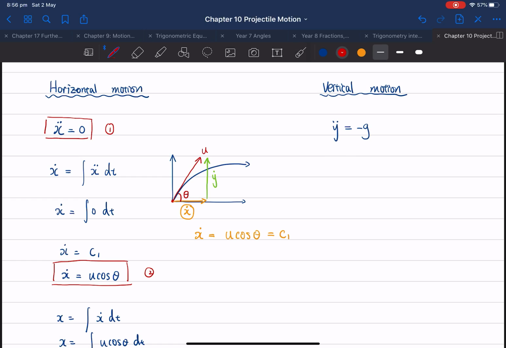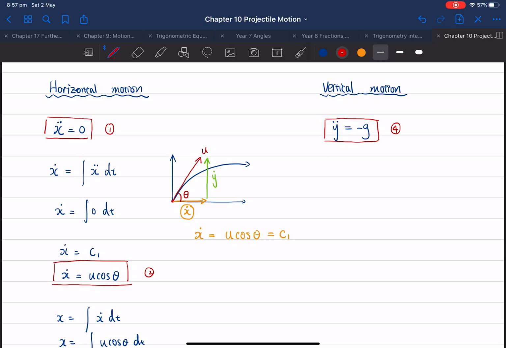This is something that you need to remember. Even if you don't do physics, you need to remember this. Y double dot is minus g. g is 9.8, unless the question says g is equal to 10 for easy calculation. Otherwise, your assumption is g is 9.8 in mathematics. Don't use 9.82 unless, again, the question tells you. Otherwise, 9.8. So that's equation number 4.